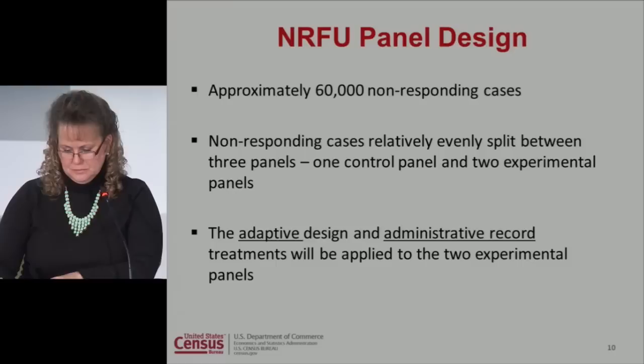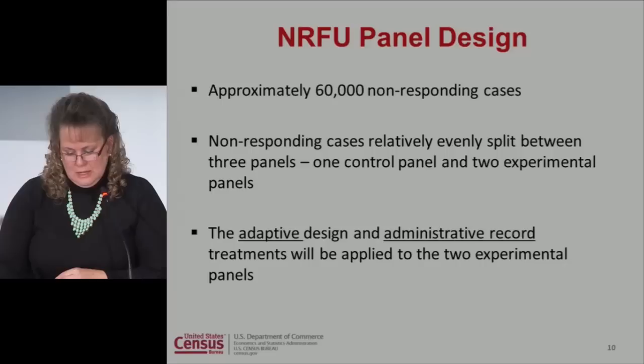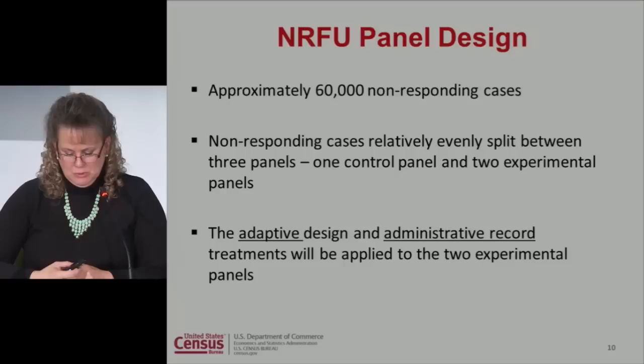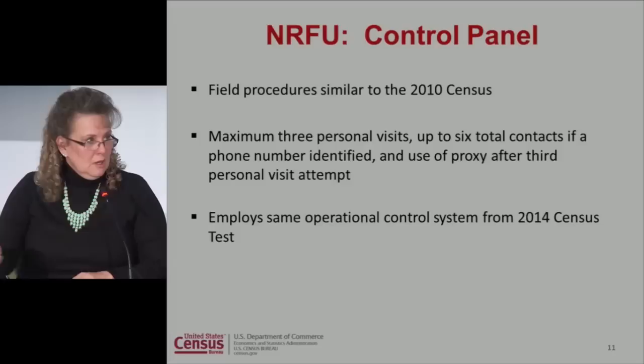For the 2015 census test, the non-response follow-up panels will consist of approximately 60,000 non-responding cases that are relatively evenly split between the three panels. The three panels include a control panel and two experimental panels. The adaptive design and administrative record treatments will be applied to the two experimental panels. I'll now talk a little bit about the three panels.